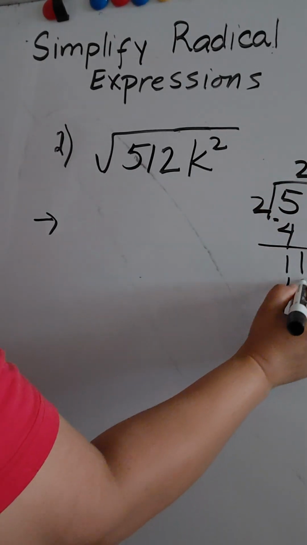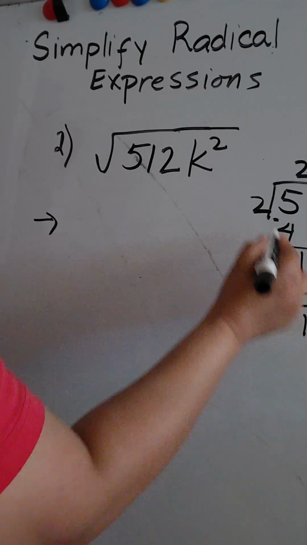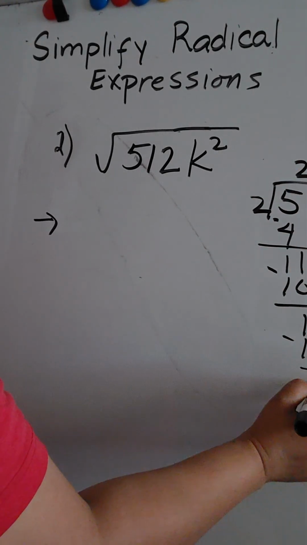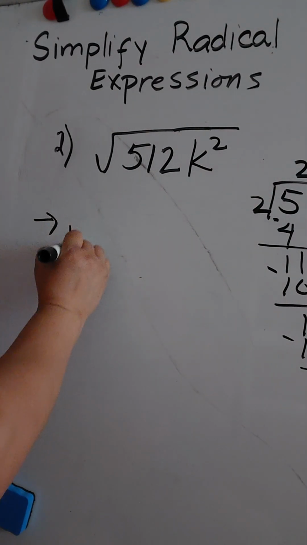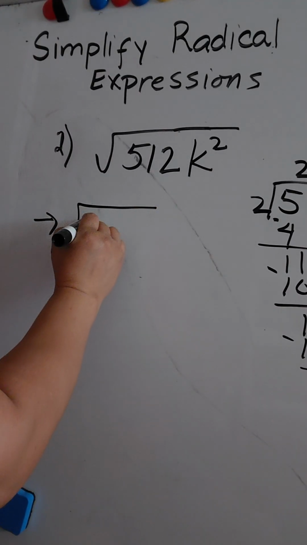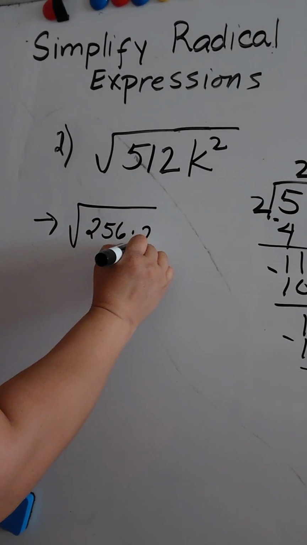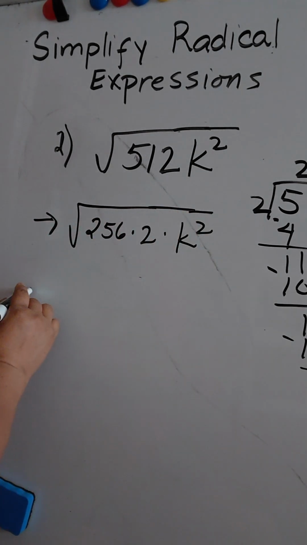5 times 2 is 10. Subtract 1. Bring down 2. 12 divided by 2 is 6. And that would be 256. 256 is a perfect square. So we can write this way. The square root of 256 times 2 times k squared.